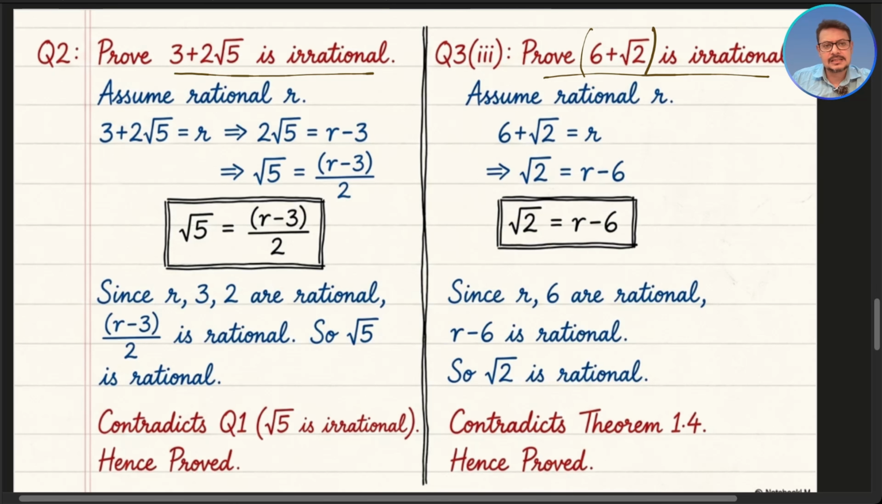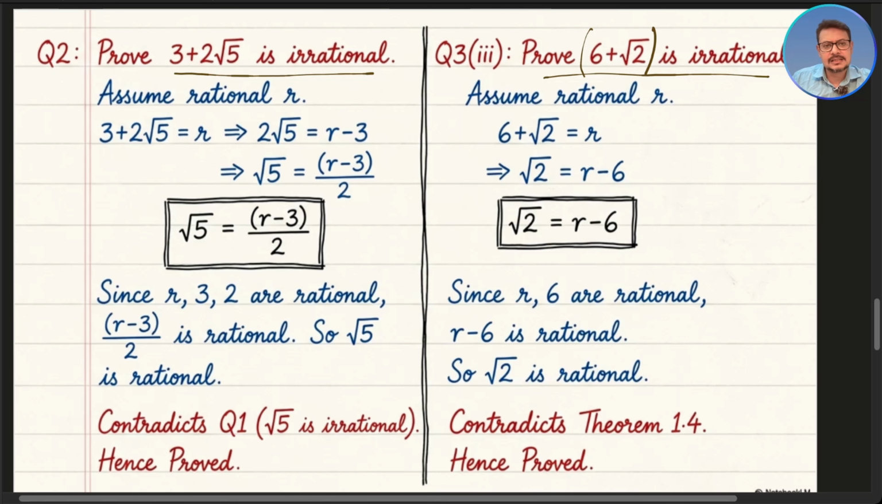So before moving on to the solution, first let's understand the basic flowchart of how to approach this kind of problem, because previously only root 5 was given. So the square root of any prime number was given, maybe root 2, root 5, root 3, root 7, okay, but here it is given the combination of 3 plus 2 root 5 or 6 plus root 2. Therefore, how to approach such a problem, let's understand.